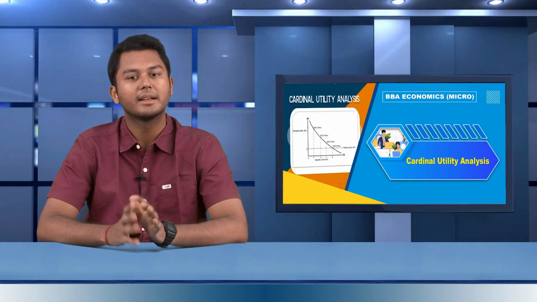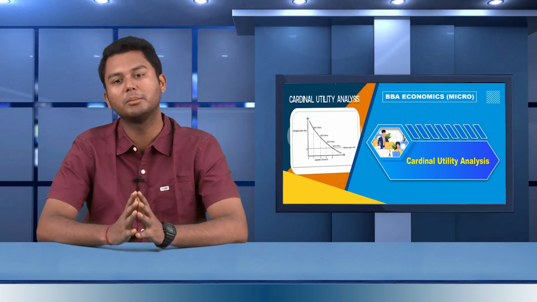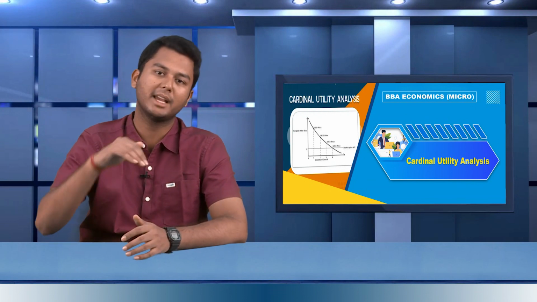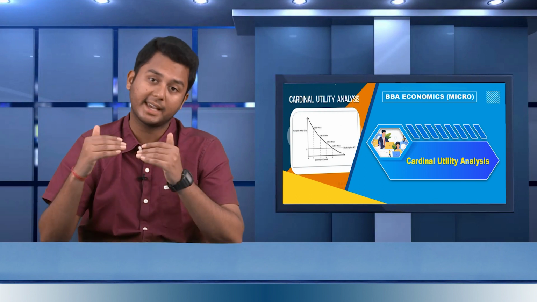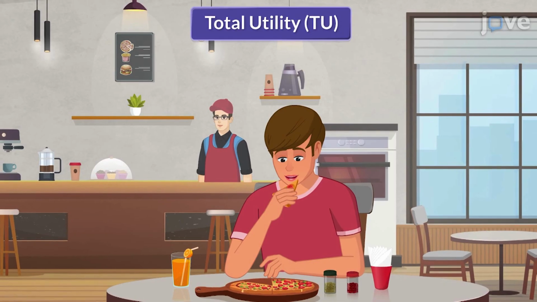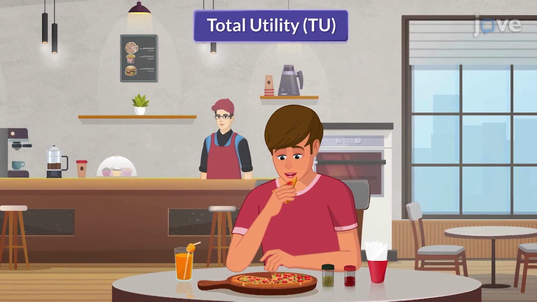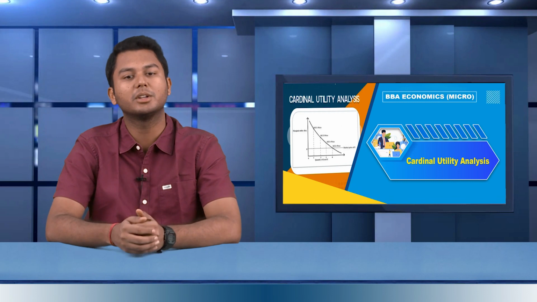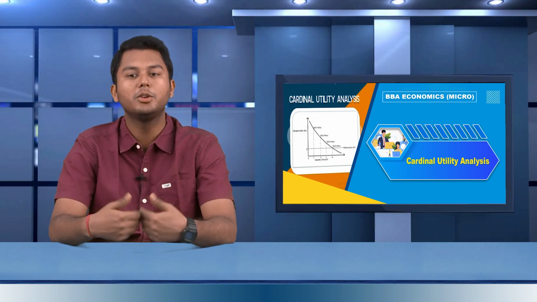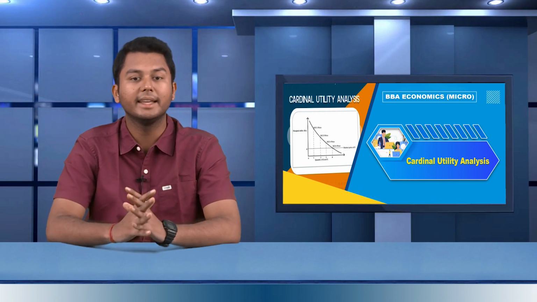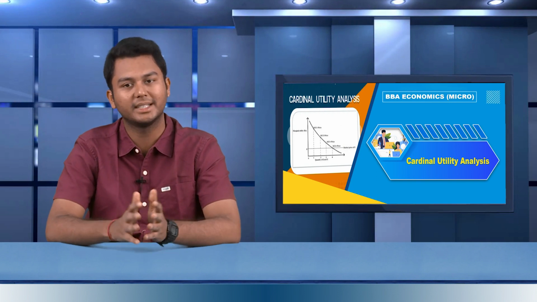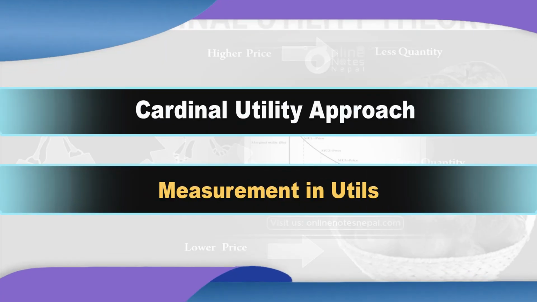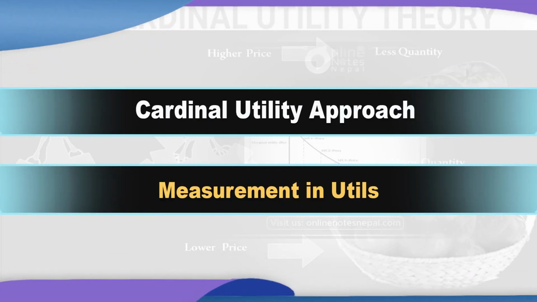This concept is crucial because it helps explain why people sometimes stop buying more of something even when they can afford it. The relationship between total and marginal utility is fundamental to understanding consumer behavior. As you consume more units of a good, your total satisfaction increases, but each additional unit typically adds less satisfaction than the previous one. Let us look at the aspect of measurement in units.